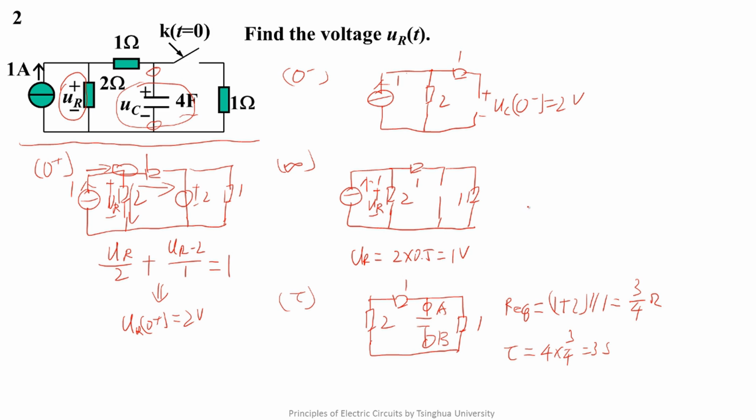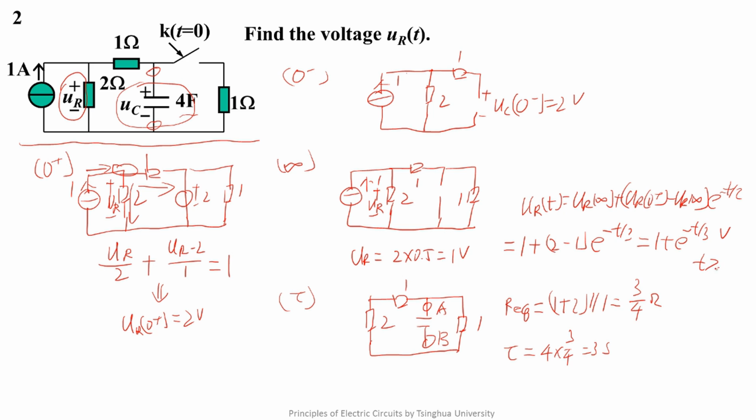By taking them together, we know UR(t) equals UR(infinity) plus (UR(0+) minus UR(infinity)) multiplied by e to the power minus t over tau. By substituting numerical values, we know it equals 1 plus (2 minus 1) multiplied by e to the power minus t over tau, which equals 1 plus e to the power minus t over 3, in which t is greater than or equal to 0. Thus, we've completed the analysis of these relatively complicated circuits with a simple method.